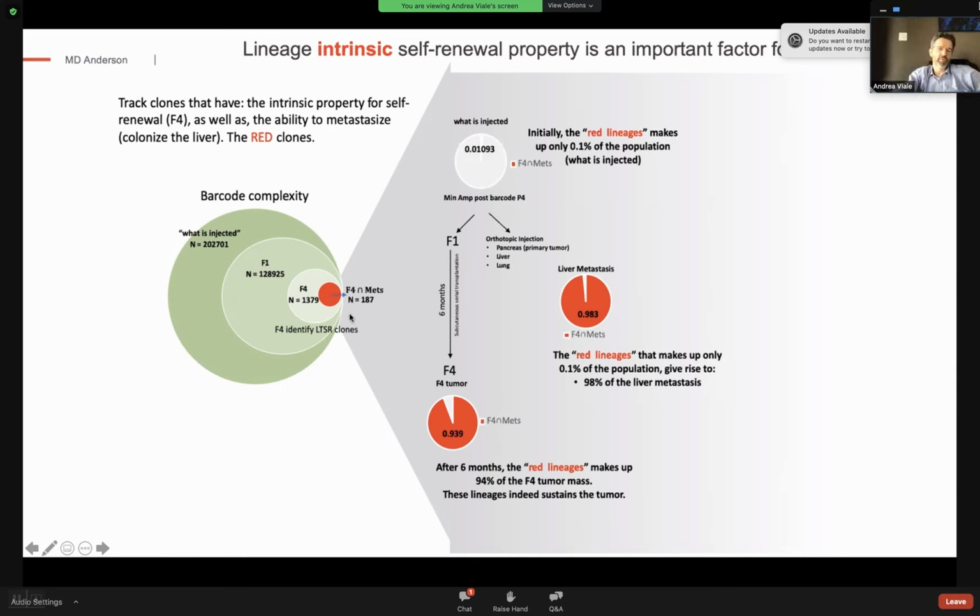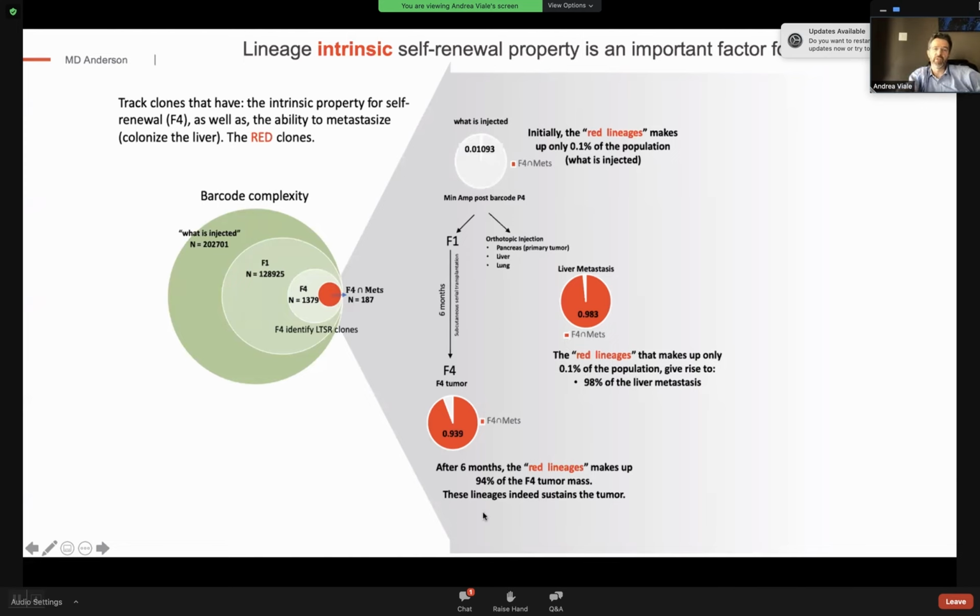And obviously by definition, these 187 clones, the population found in the F4 and contributing to the F4, have self-renewal. So interestingly, these red clones were responsible for virtually the entire metastatic burden in the liver. More than 98% of the cells in the liver share these barcodes.